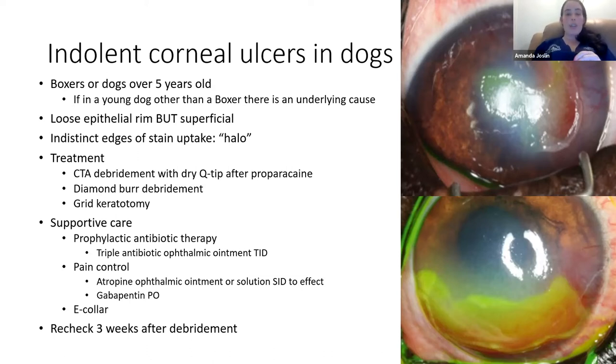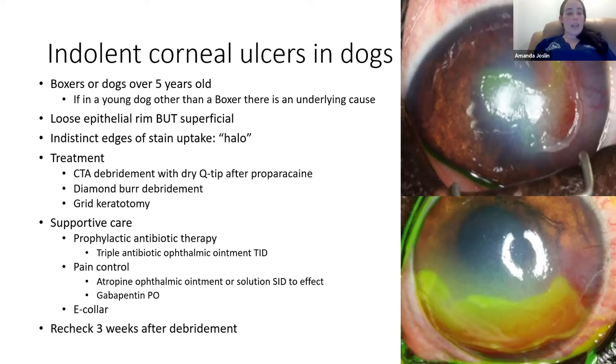The big frustration owners usually have with indolent ulcers is that it just takes longer to heal, so people feel like they've been to their vet a lot and things just haven't healed. Again, it's just that it needs more time. I do not change antibiotics unless there is an issue with it getting infected or getting worse, in which case you're not going to debride it. And then serum does not help these technically.